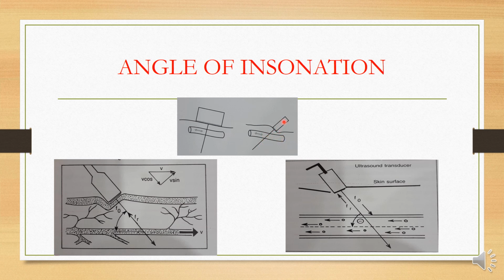So ideally, the angle of the transducer should be parallel to the vessel, which is almost impossible to get. But ideally, it should be kept as small as possible. So below 60 degrees is the optimum one. If it is 20, 30 or 40, it will be more accurate. But if it is more than 60, then the accuracy will be very low.